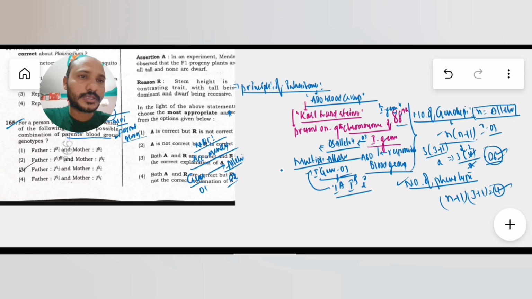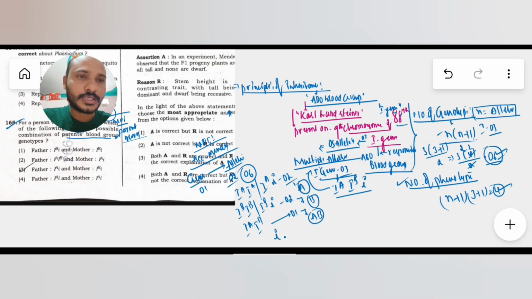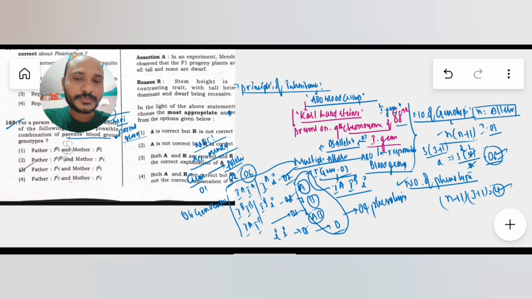Okay, and the genotypes are like this. The 6 genotypes are: IAIA and IAi, these two genotypes for A blood group; IBIB and IBi, these two genotypes for B blood group; IAIB, only one genotype for AB blood group; and ii, one genotype for O blood group. So A, B, AB and O are the 4 phenotypes, and all these 6 are genotypes. Okay, fine.